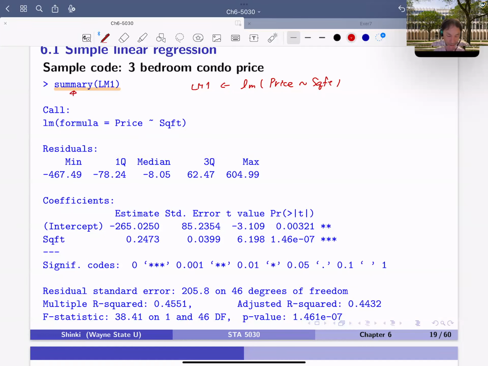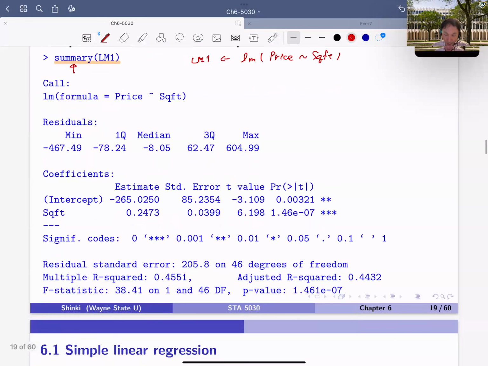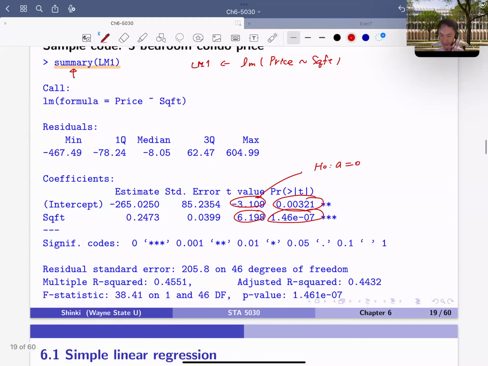Then if we put the summary function on this lm1, the linear model result object, we can get these results. You can see the t value here and the p value here. Basically, this t value tests if a is equal to 0, and the p value is very small. So that concludes that we reject H naught. So a is not equal to 0.